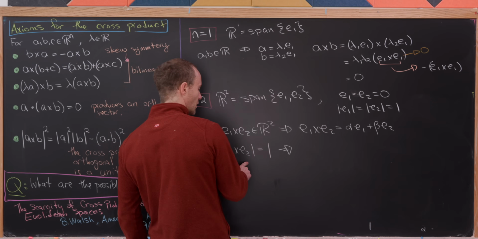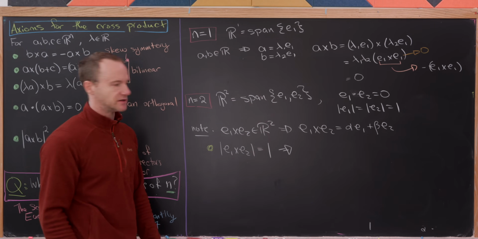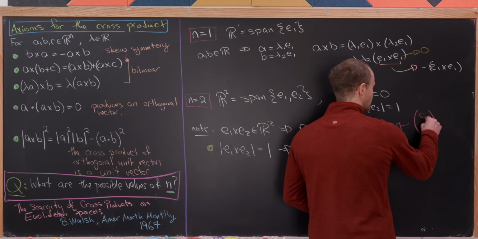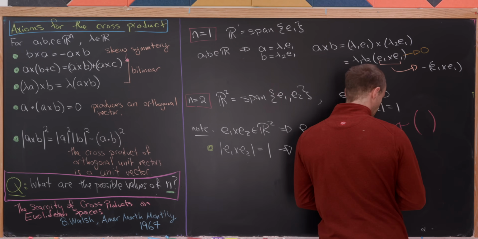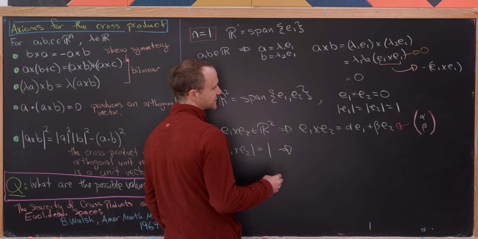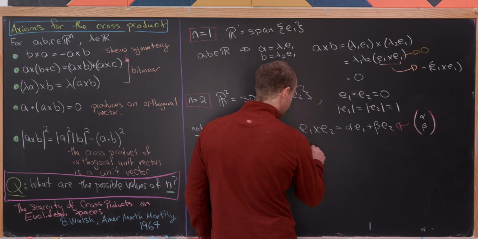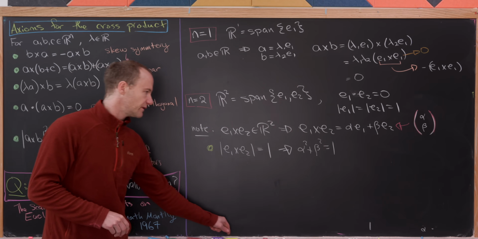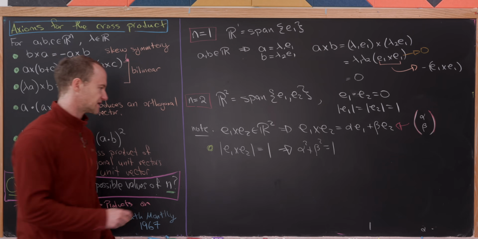But the length of E1 cross E2, well, that's going to be the length of this alpha E1 plus beta E2. But, you know, you can really just think of this as the column vector alpha beta. But the length of that is the square root of alpha squared plus beta squared. But that gives us this equation, alpha squared plus beta squared is equal to 1. Okay, so we've got some rules on this expansion of E1 cross E2 in terms of the basis vectors.